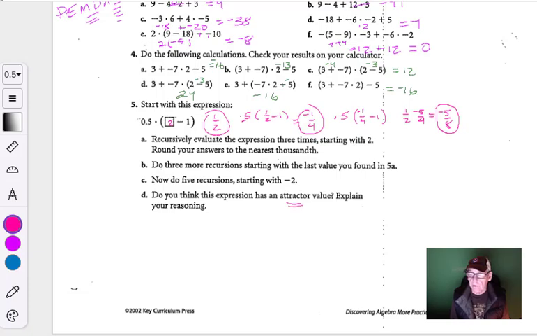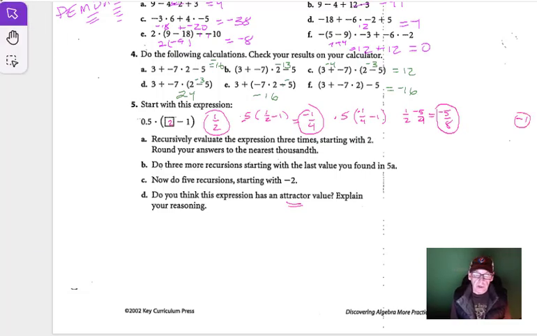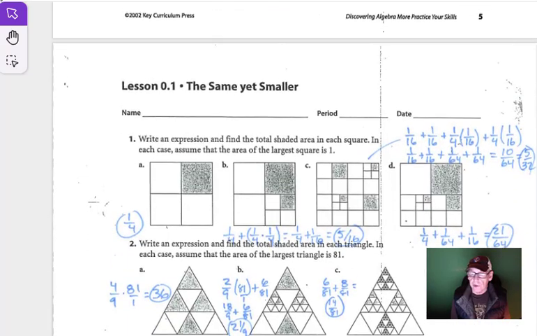And this attractor value they're talking about is like, what ultimately does it seem like it's going to end up going to as you do more and more of these? There's going to be maybe some value that it seems like it tends to go to. Like this one here, if this continues, we got negative 5/8, negative 1/4. It looks like it's going to get closer and closer to negative 1. Is what my attractor value would seem to be for this one. Let's look at the next page. And we're done.